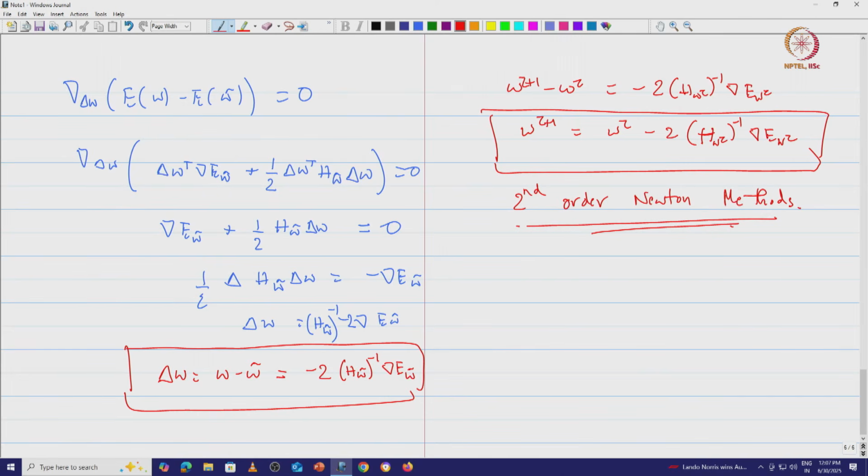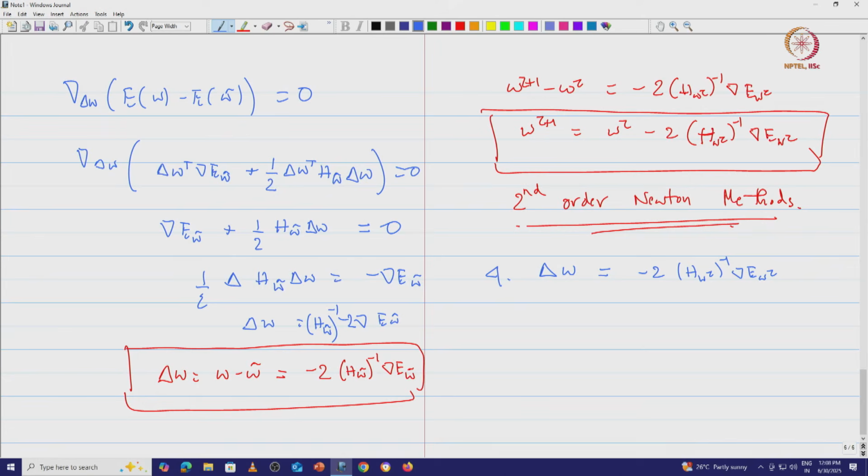What is the next step? Basically the step size. So this is our fourth variant of the gradient descent algorithms that we are looking at, where the step size delta omega is actually given by minus 2 H omega tau inverse del E omega tau. So this is a Newton method or second order method.